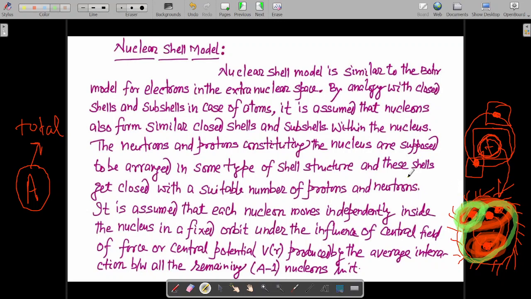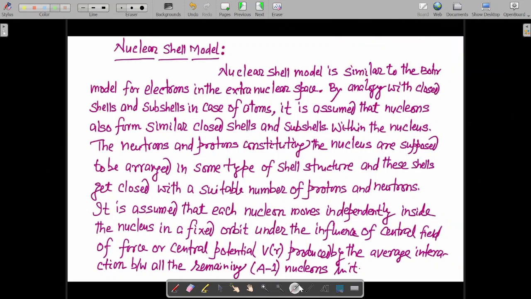So that is the thing. If we have A nucleons, and we consider any particular nucleon out of these A nucleons, then that nucleon will be moving in the closed shell on account of the central nuclear force field being created by the other A-1 nucleons.